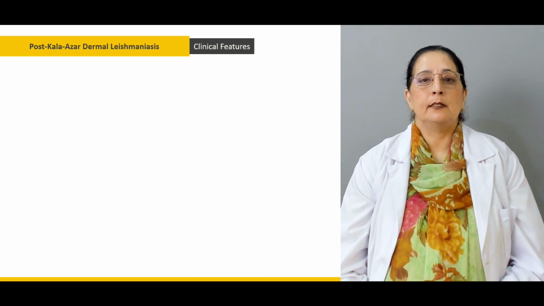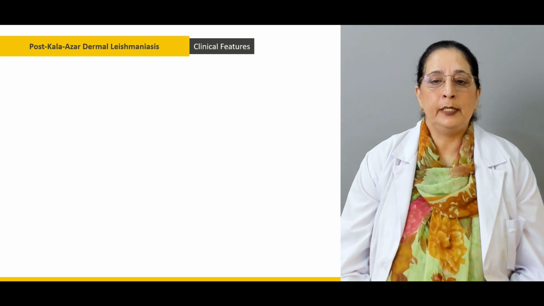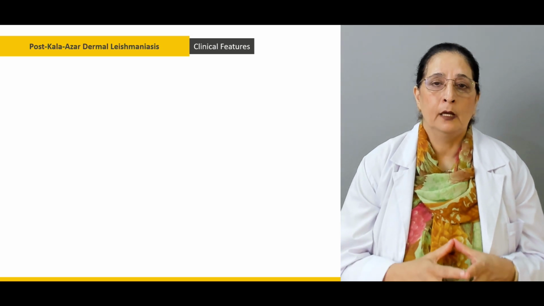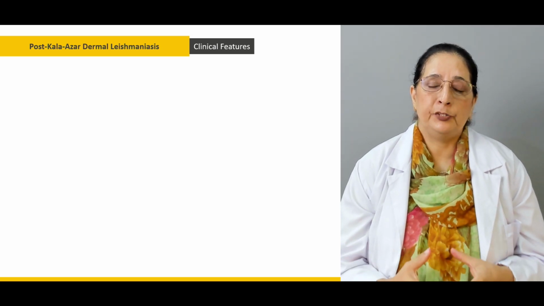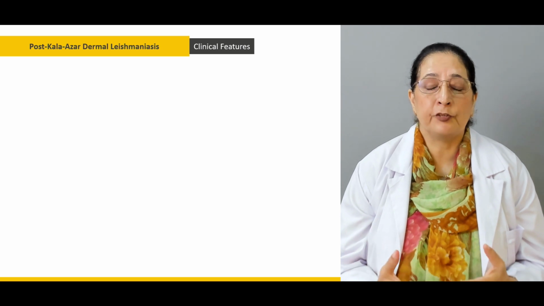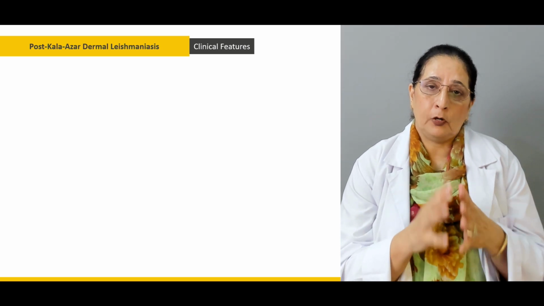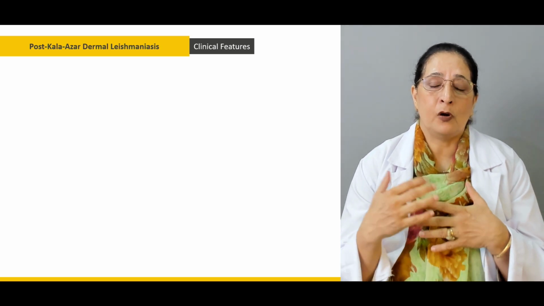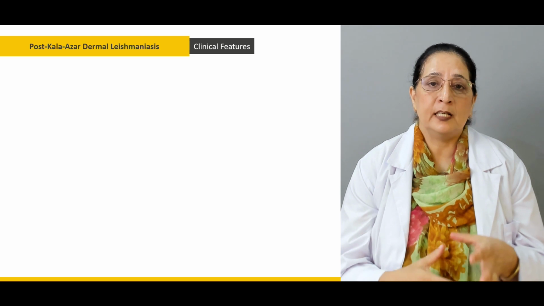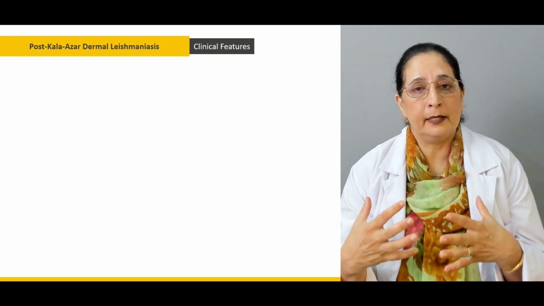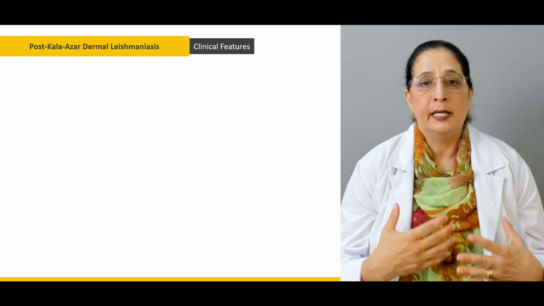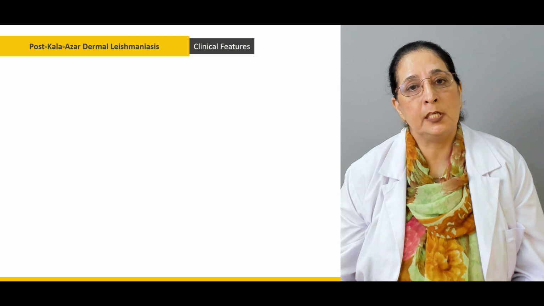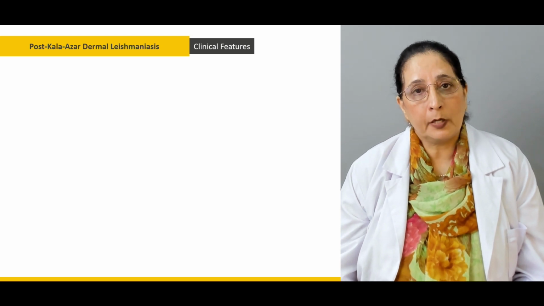Next, post-kala-azar dermal leishmaniasis. What are the clinical features? Kala-azar was the visceral type of leishmania which affects different viscera. Very commonly, as we said when we talked about this topic in another lecture, it affects the liver and spleen and causes really bad hepatomegaly and splenomegaly and different complications, and is associated with a very high mortality rate.